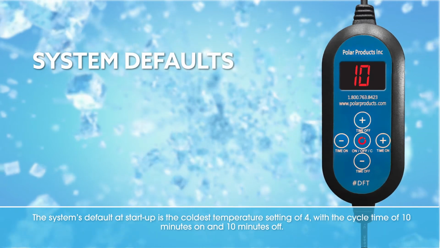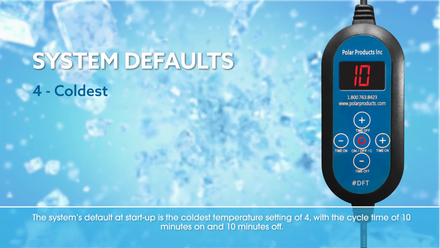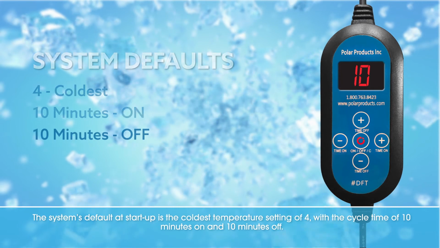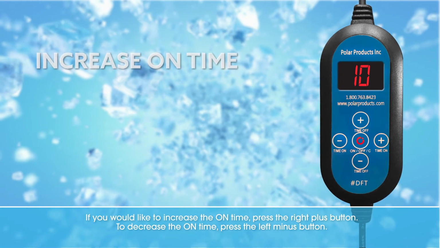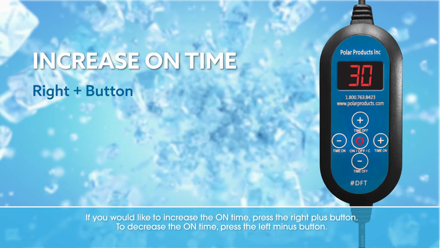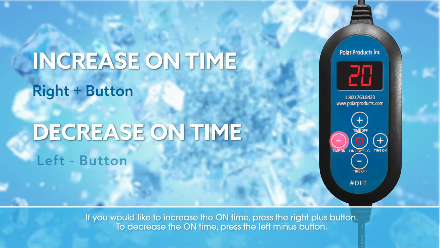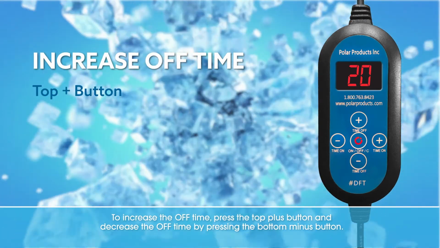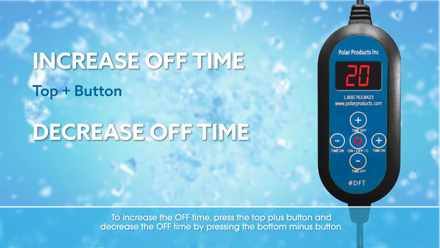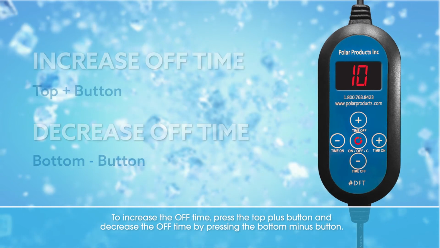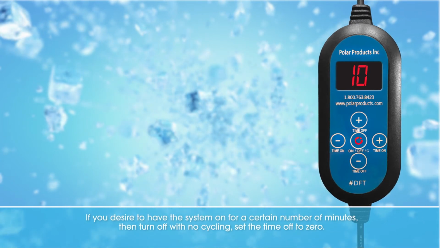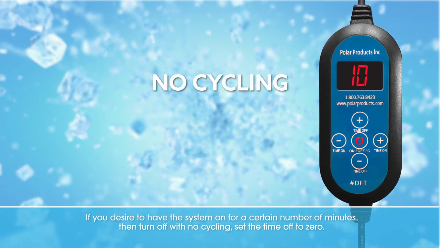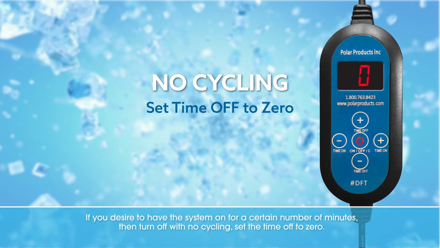The system's default at startup is the coldest temperature setting of 4, with a cycle time of 10 minutes on and 10 minutes off. If you would like to increase the on time, press the right plus button. To decrease the on time, press the left minus button. To increase the off time, press the top plus button, and decrease the off time by pressing the bottom minus button. If you desire to have the system on for a certain number of minutes, then turn off with no cycling, set the time off to 0.